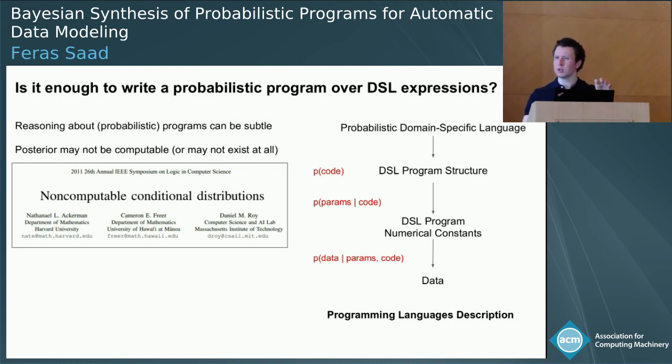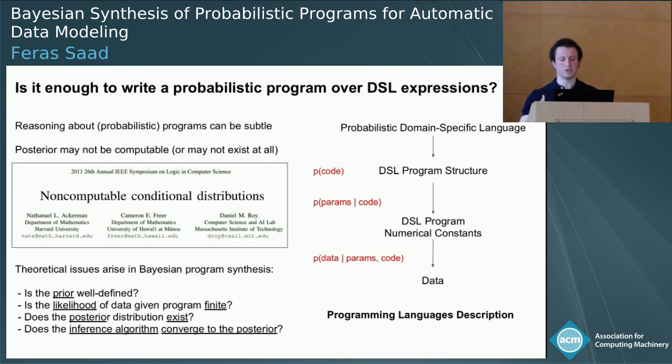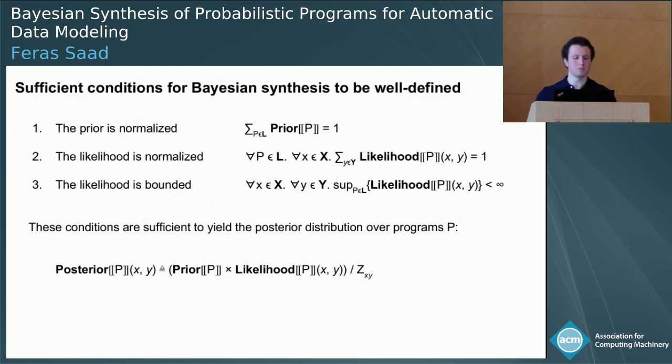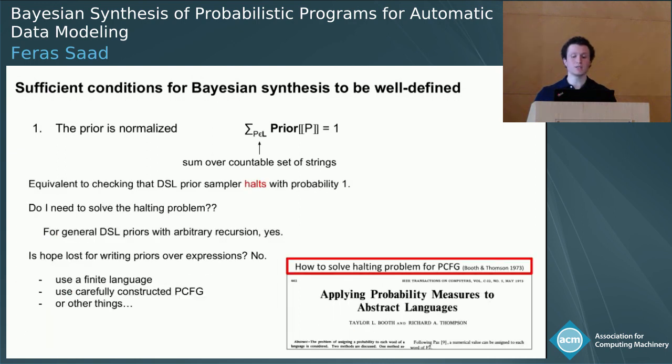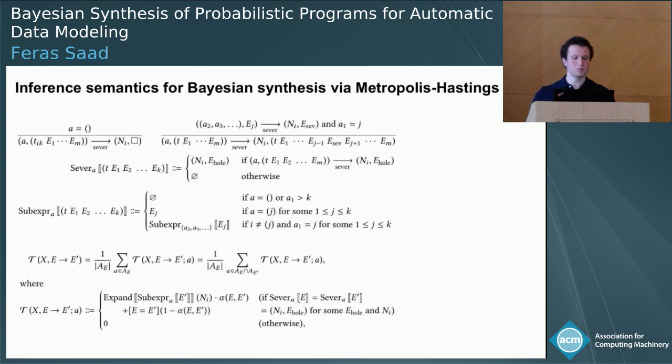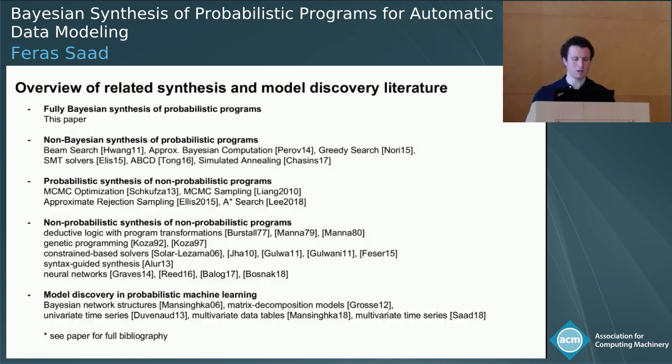And these are the conceptual issues really at the heart of the work that we're looking at. There are other theoretical issues, such as, is the prior well-defined? Is the likelihood of the data finite? Does the posterior exist? Does the inference algorithm converge? And these are all very important questions which we try and tackle in the paper. So I'll skip over most of the semantics because those are not super important, and some of the ways in which, at least for a PCFG, you can solve the halting problem due to some classic work in '73 by Booth and Thompson. These semantics are all in the paper.